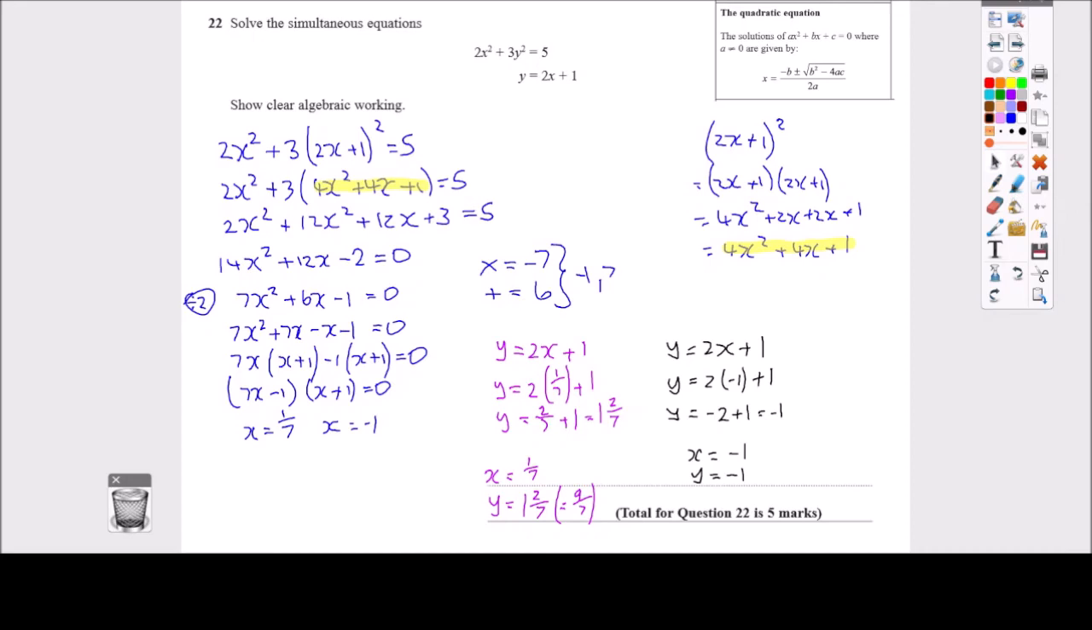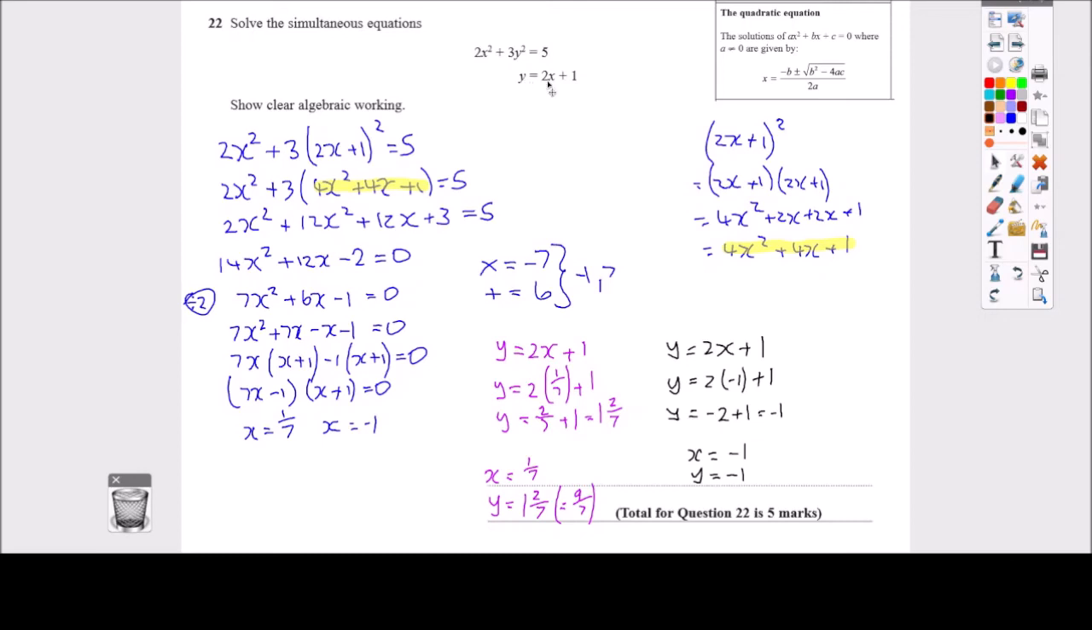Question 22. So we're going to solve this simultaneous equation. Now, because we've got squares involved, we can't do it by elimination. You can't double one or triple another, then add or subtract one from another. You've literally got to substitute something in. And in a way, they presented that to you.